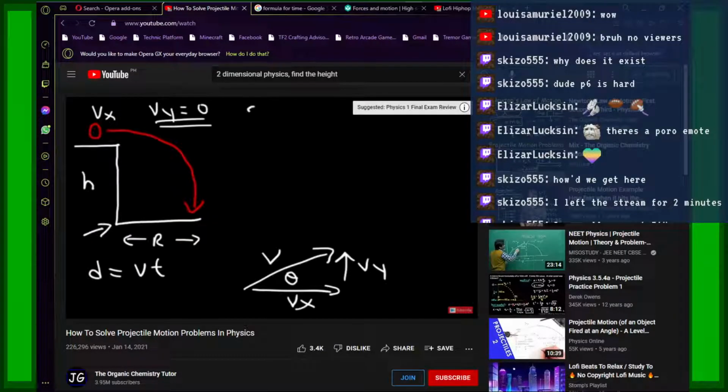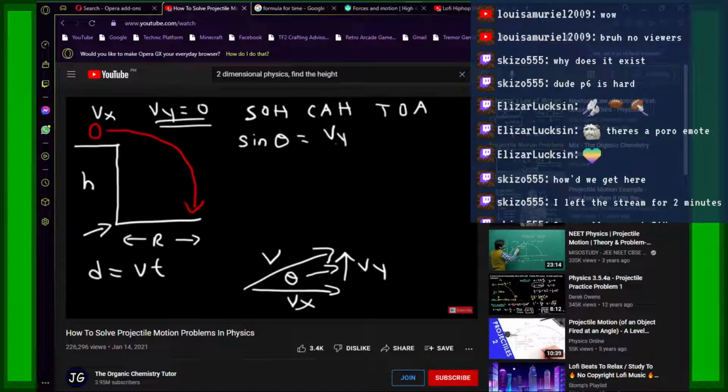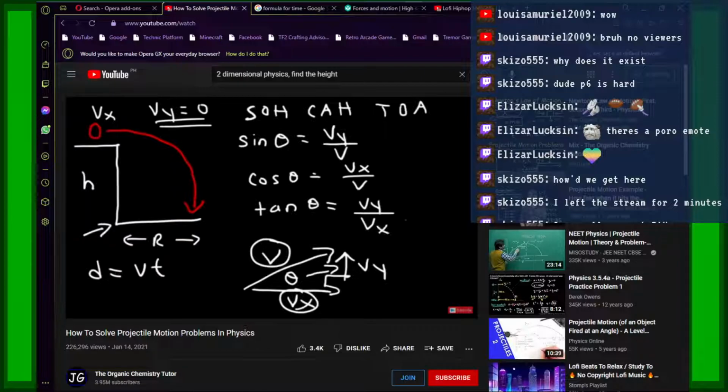Now, according to SOHCAHTOA, perhaps you've seen this if you've taken trig, S stands for sine. Sine theta is equal to O over H, opposite and hypotenuse. So sine theta is the ratio between the side that's opposite to theta, which is Vy, divided by the hypotenuse, which is across the box, and that's V. Cosine theta is equal to the adjacent side, Vx, divided by the hypotenuse V. Tangent theta is equal to the opposite side, Vy, divided by the adjacent side, Vx. So from this equation, if you multiply both sides by V, you can see that Vy is V sine theta.